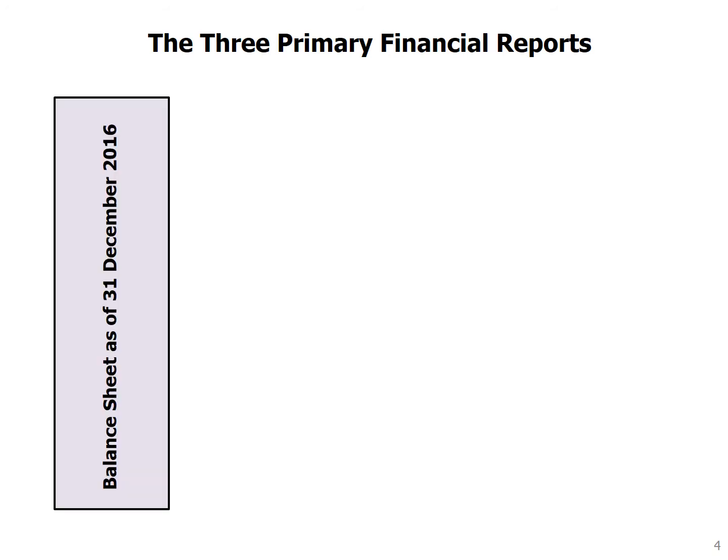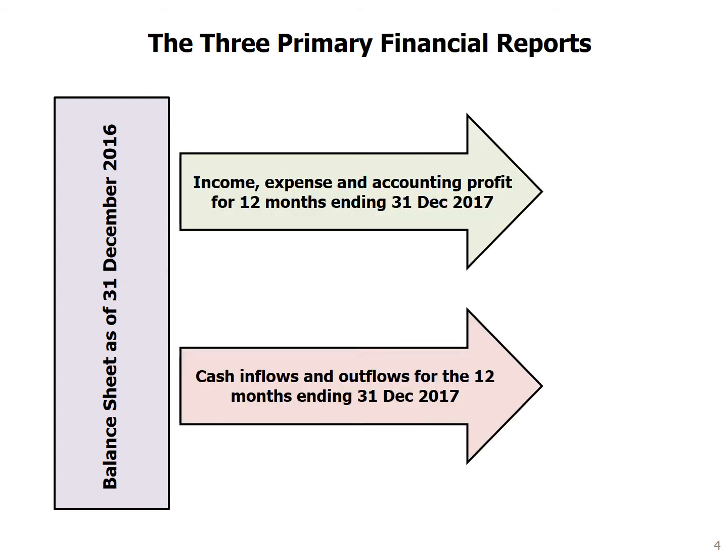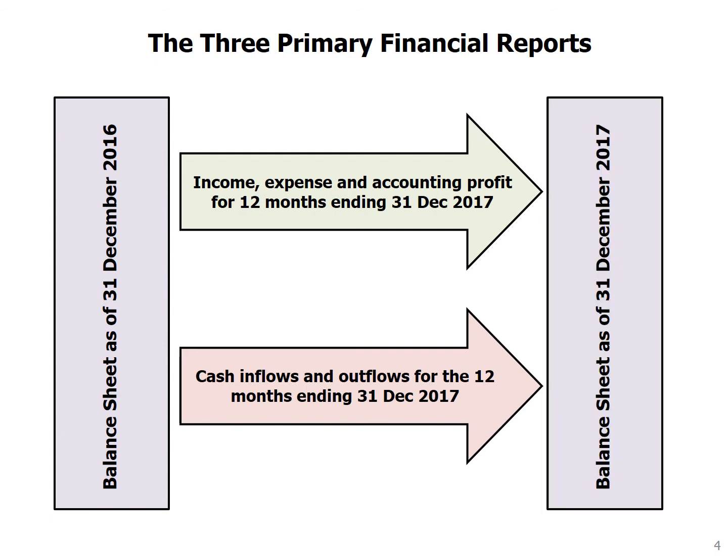And we can illustrate this graphically. The balance sheet snapshot as of a particular date, here the 31st of December 2016, and then the two periodic summary reports, one of income and expenses, the other of cash inflows and outflows, resulting in a changed balance sheet at the end of that accounting period. Accounting periods are typically a quarter, half year or annual for public financial reports.